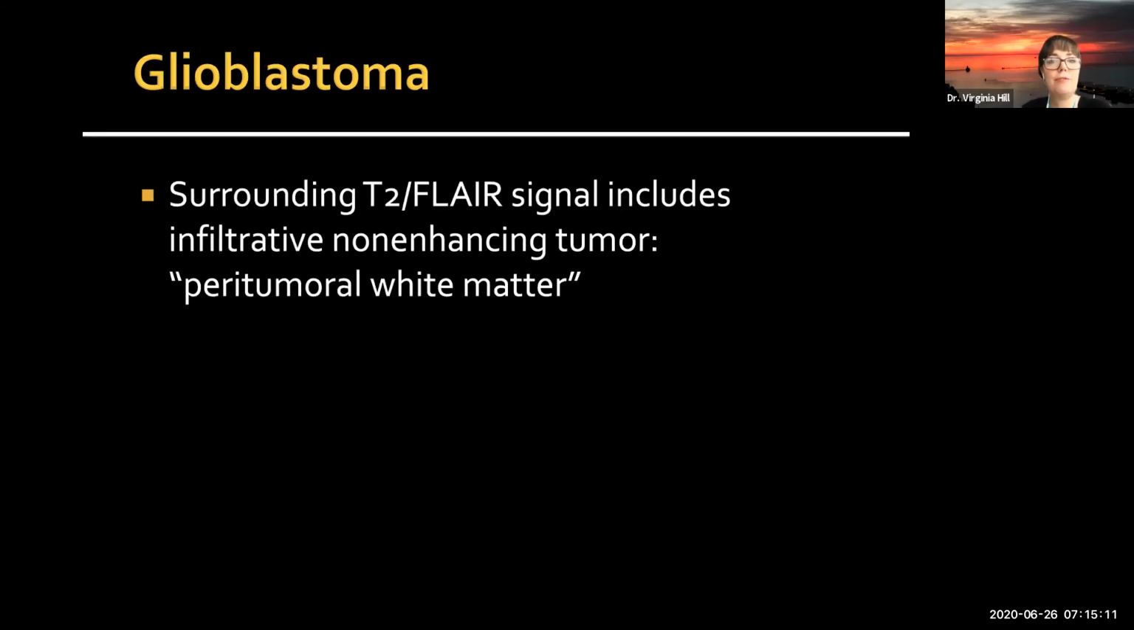The surrounding T2 FLAIR signal around the enhancing portion of the tumor includes infiltrative non-enhancing tumor. So you cannot just call the FLAIR hyperintensity around the tumor edema, because part of it is going to be tumor. So saying something such as peritumoral white matter in your report may be a more accurate way to describe it.